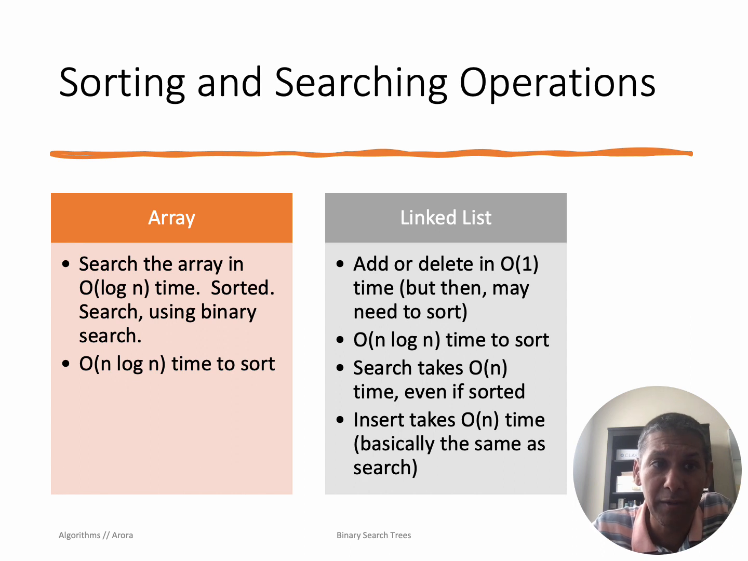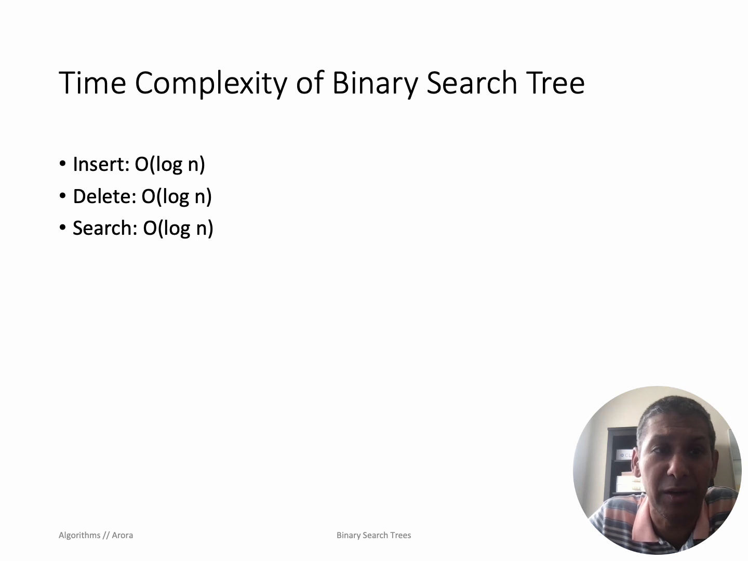In an array, you can search the array by first sorting it in n log n time, and then searching it in some kind of a binary search way in only log n time. In a linked list, you can add or delete elements in order 1 time, that means constant time, but it does take you n log n time to sort, and even searching takes order n time because traversal itself takes order n time. So that's our basic contention here.